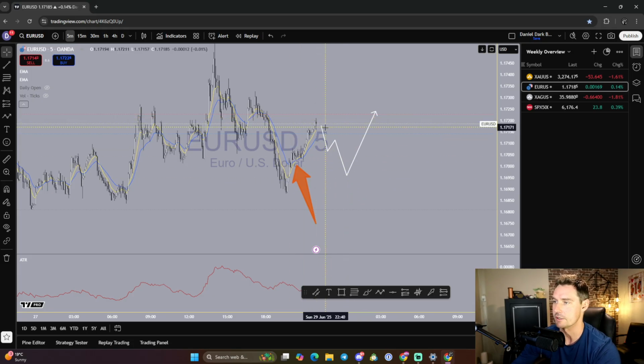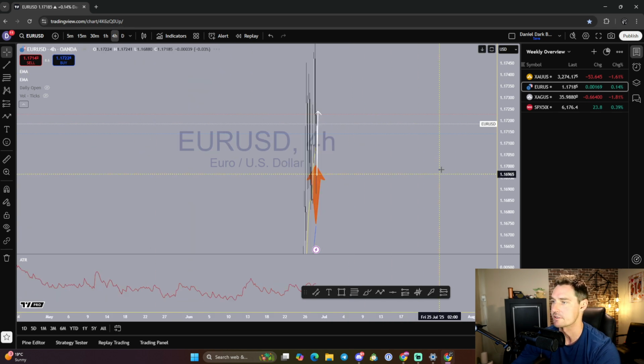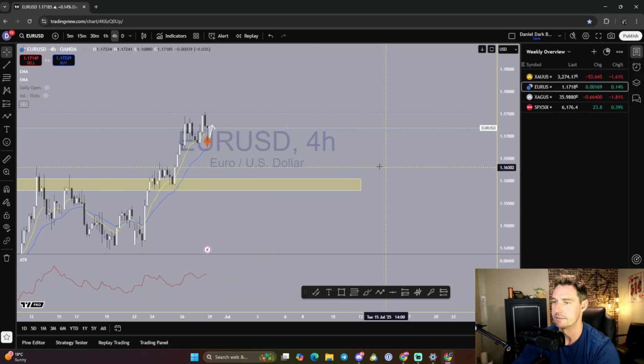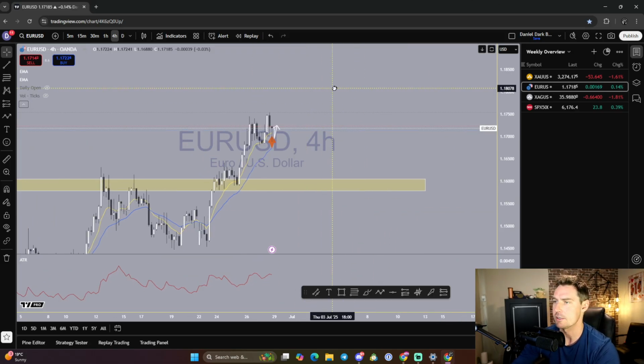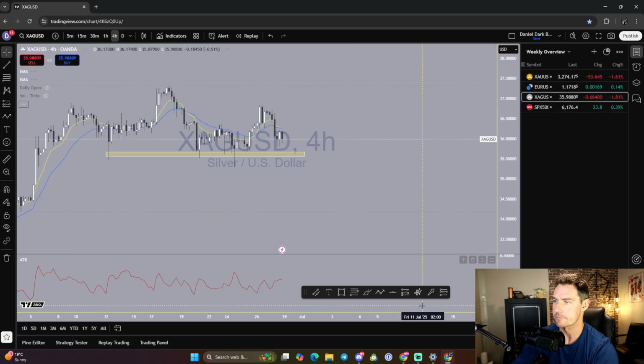So I'm really interested in going long potentially on EURUSD, maybe 1.17. And then for the day trade setup, that high demand zone I'm looking to go long is around 1.15, 1.16. Okay, so that's EURUSD. Let's take a look at silver.